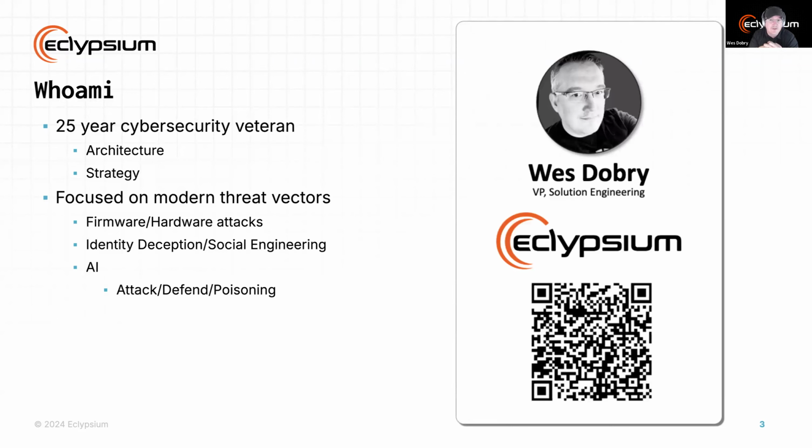So a bit about who I am: I've been doing cybersecurity now for over 25 years with a focus on architecture and strategy. So I've always had multiple different groups that I've focused with around network, as well as servers, virtualization, endpoints, all the above. But my area of expertise really focuses in modern threat vectors. That's things like hardware and firmware attacks, identity deception, social engineering, and now, of course, with the pervasiveness of AI, I've taken an interest in how to attack, defend, and poison AI models. Of course, here at Eclypsium, I run our solutions engineering team, which is a global team where we help organizations around the world to understand these threat vectors and how we can help.